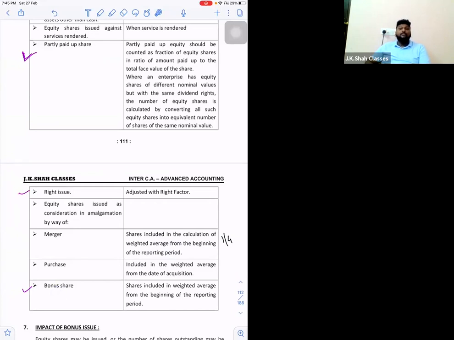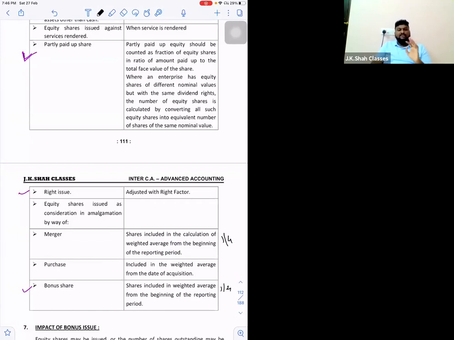Now, the last point, bonus shares. Shares included in the weighted average from the beginning of the reporting period. Means, sir, for bonus also, whenever the bonus is issued, that is not a point. It will always be considered as outstanding from the first day of the year.